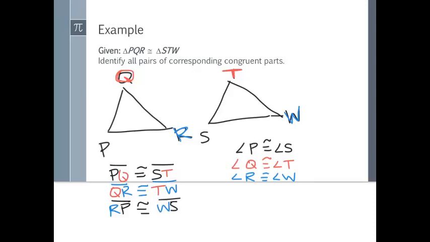Now what if I had listed that last one as side PR? Well, that side would be congruent to SW. So it doesn't matter which order you list them in for the first triangle, as long as you list the second set in corresponding order. So I could have called this side down here PR, or I could have called it RP. But if I call it PR, I better call this side SW. If I call it RP, I better call this side WS.